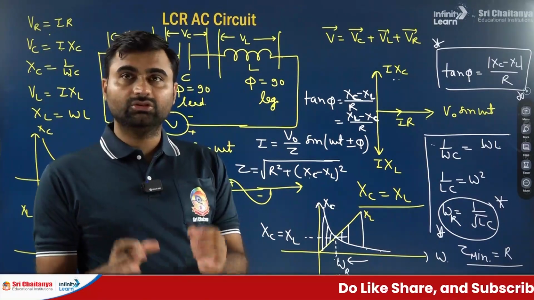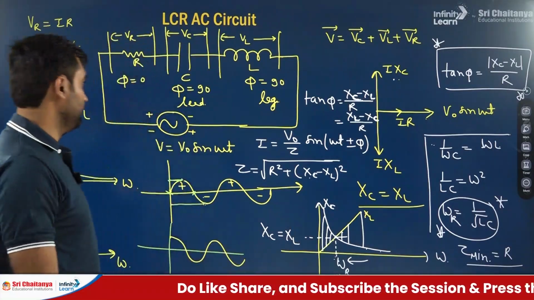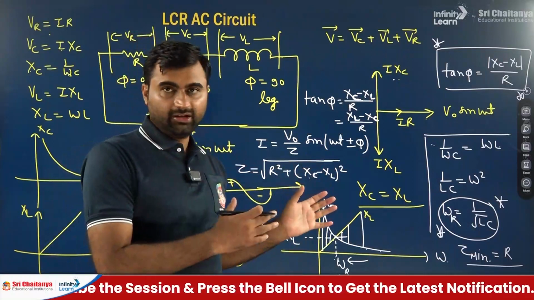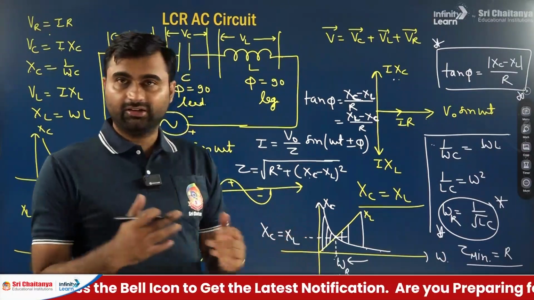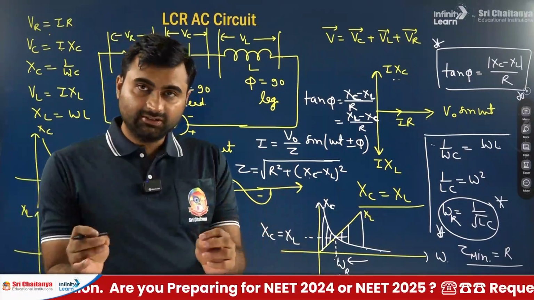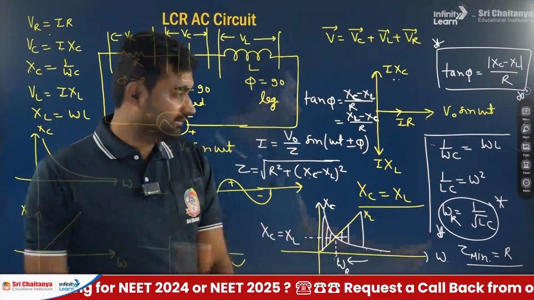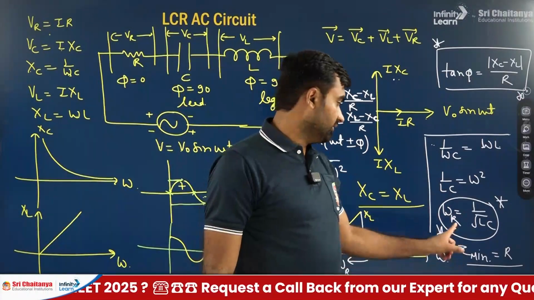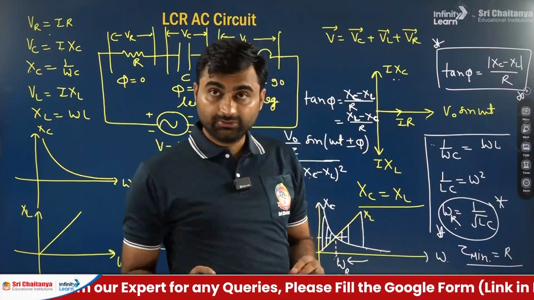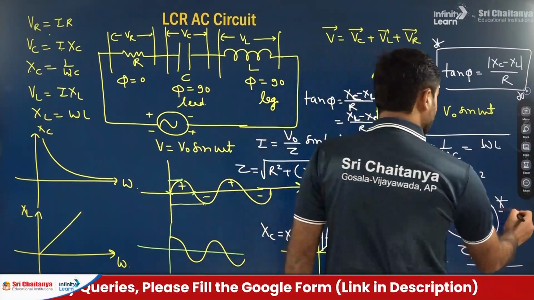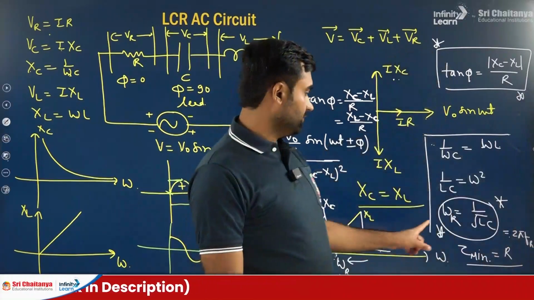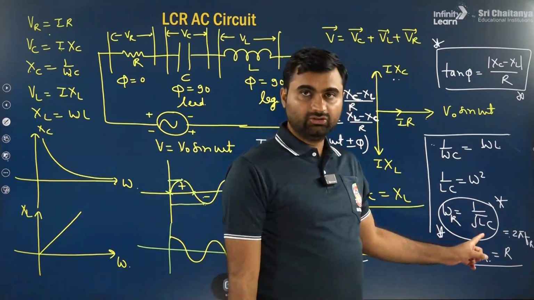Now I am giving you the conclusion lines. In a series LCR circuit, three cases are possible: XC can be greater than XL, XL can be greater than XC, or both are equal. When both are equal, this is known as the condition of resonance, and the resonating frequency is omega resonating equal to 1 by root LC. This is the angular frequency.